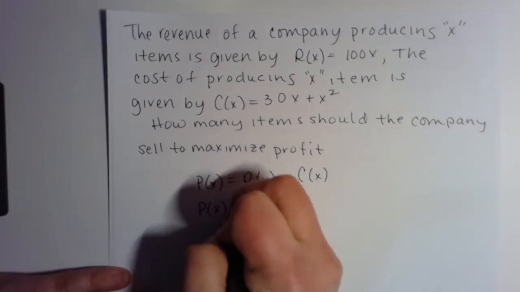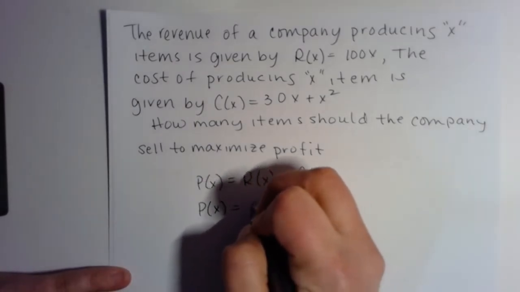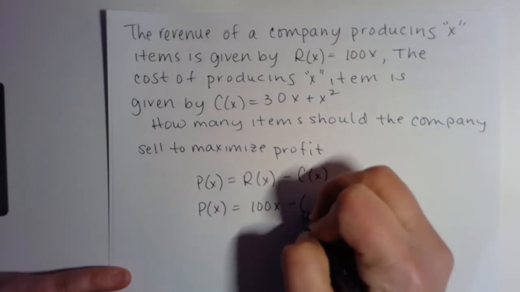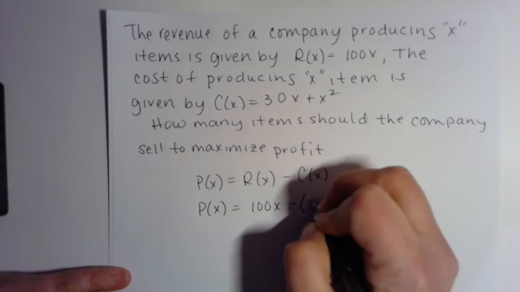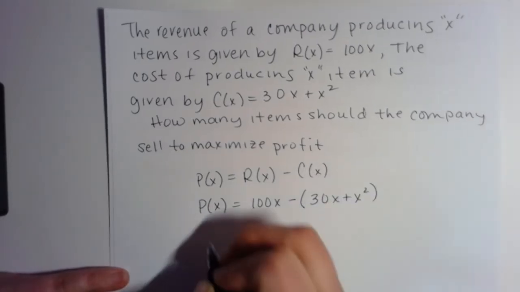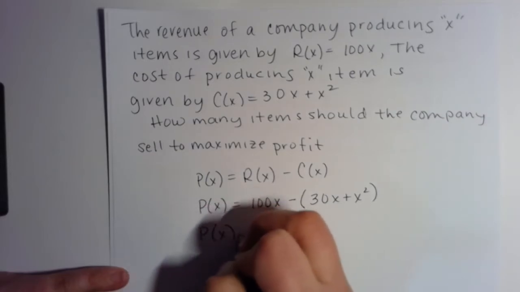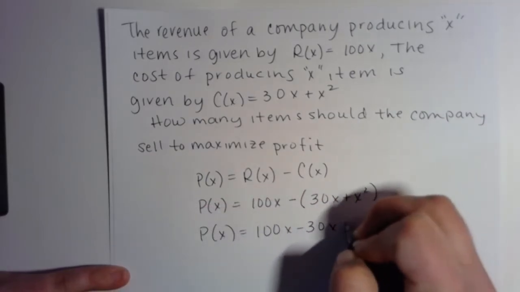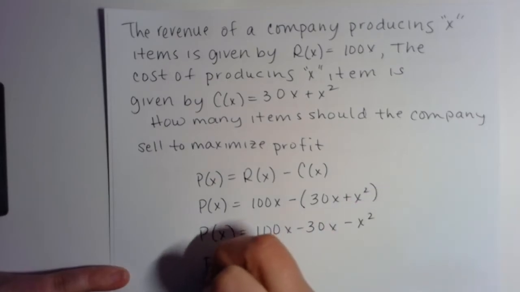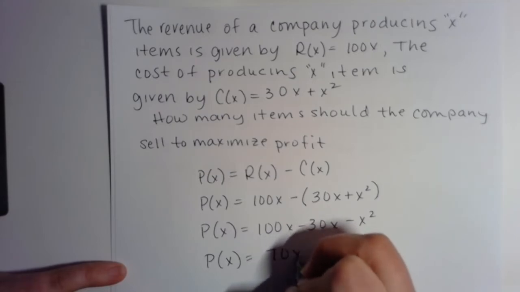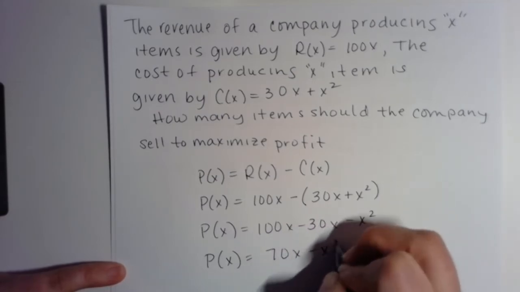So P of x is 100x, and then minus my C, the whole thing gets subtracted. So 30x plus x squared. And when I distribute through there, my P of x is going to be 100x minus 30x minus x squared. So I can do a little bit more condensing before I do the derivative here, because I have like terms here. So I have 70x minus x squared.